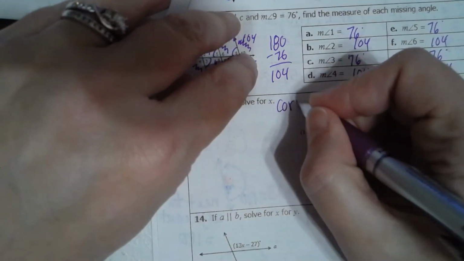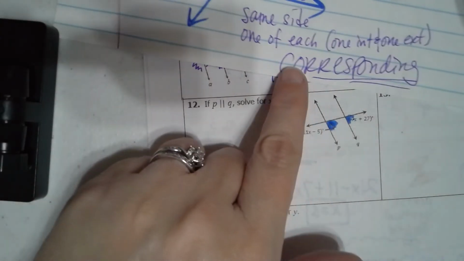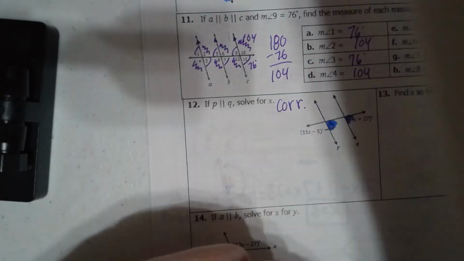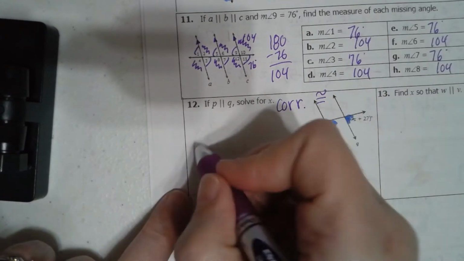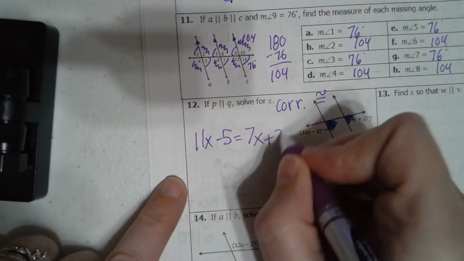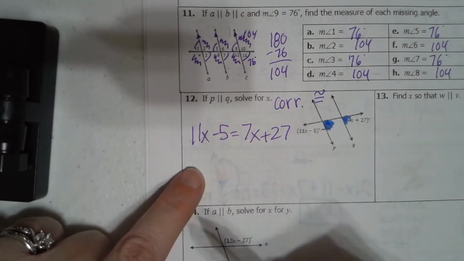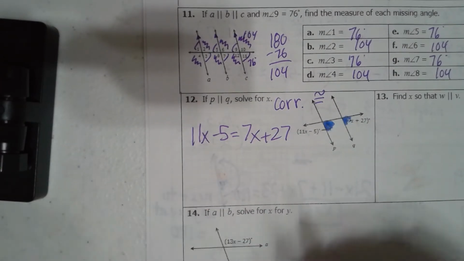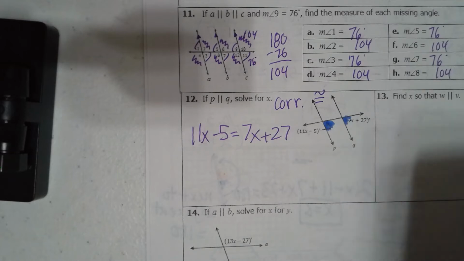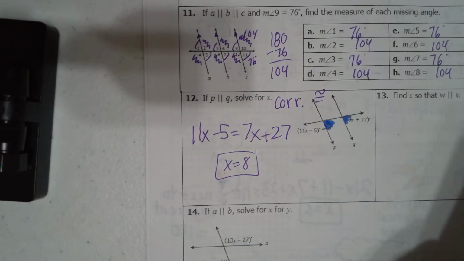These are corresponding. And what do we know about corresponding angles? Corresponding angles are congruent. They are the same. So these two angles, 11x minus 5 equals 7x plus 27. Type it into the calculator. 32 divided by 4. X is 8. Yeah, X is 8. 27 plus 5 divided by 4. Yeah. Okay, solve for X.